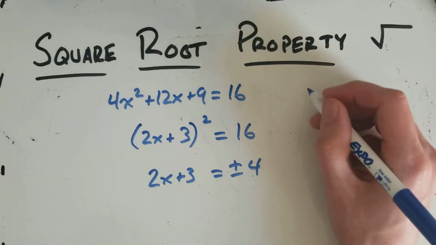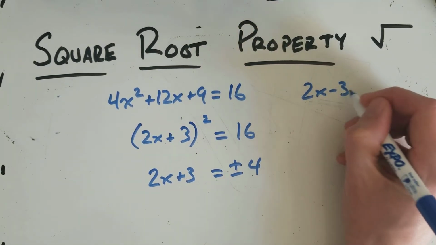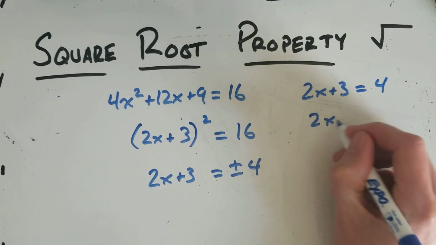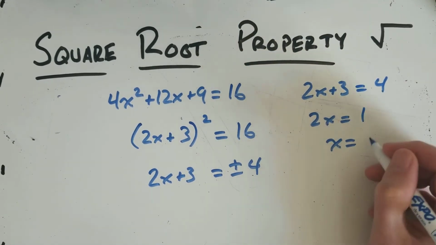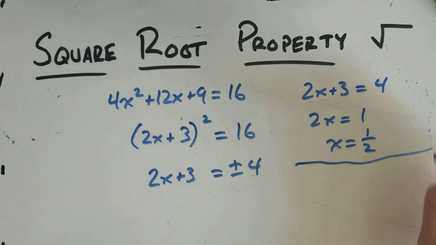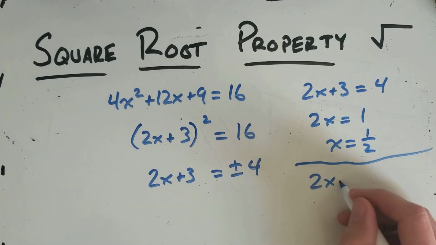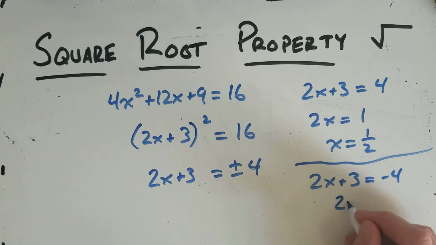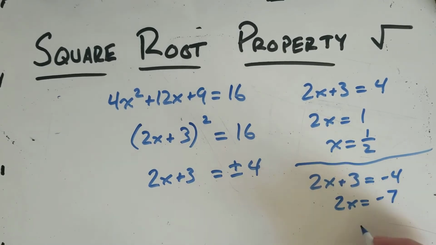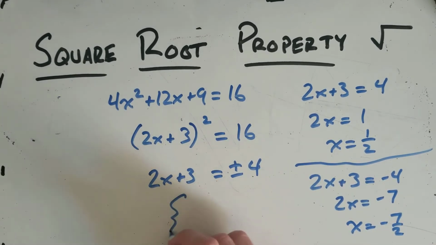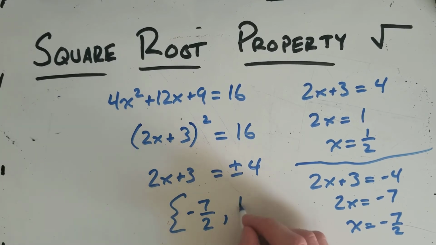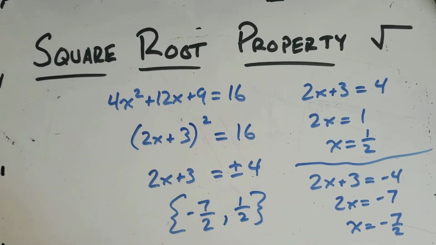So let's make our 2 cases. 2x plus 3 equals positive 4. So 2x equals 1. X could equal 1/2. That's one case. And we have the case where 2x plus 3 equals the negative 4, in which case 2x equals negative 7. So x equals negative 7/2. So our solution set is the set containing negative 7/2 and positive 1/2, and we're all done.